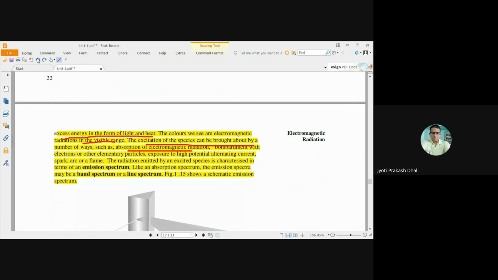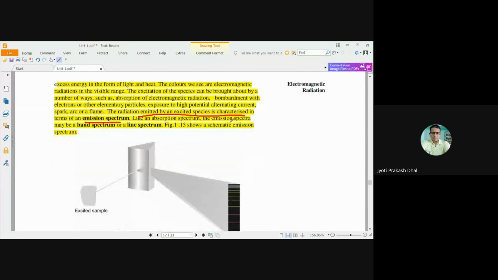Due to this, the molecules will undergo excitation, and again they will come back to the ground state by emitting different lights which fall in the electromagnetic radiation range. The radiation emitted by the excited species is characterized by an emission spectrum. Like an absorption spectrum, the emission spectrum can be a band spectrum or a line spectrum.